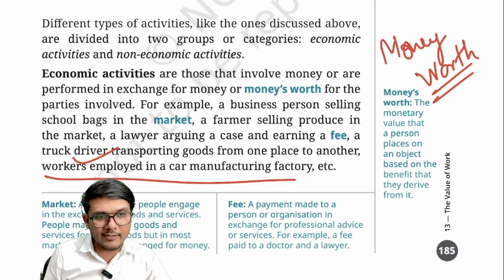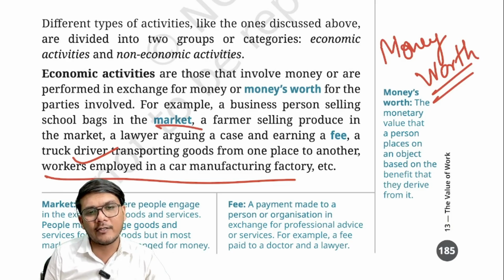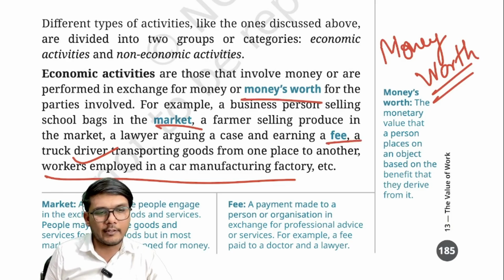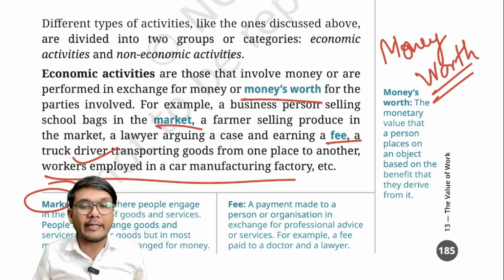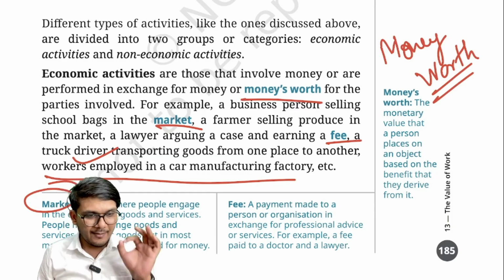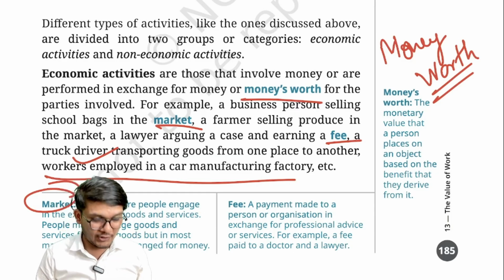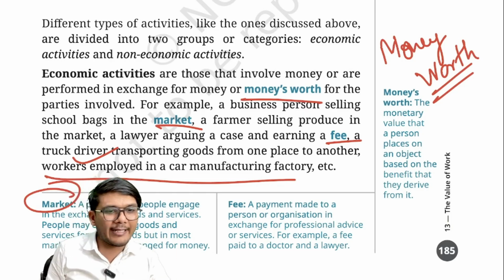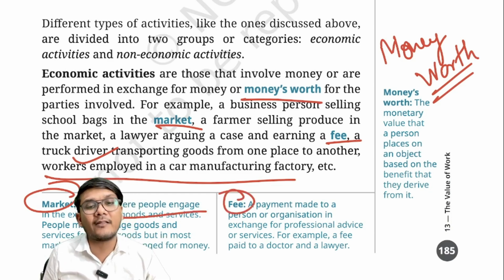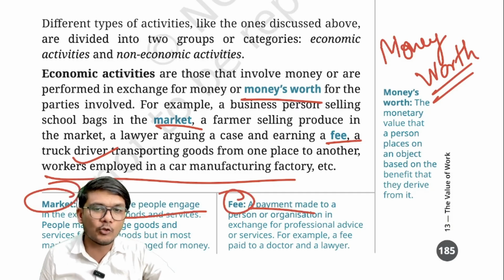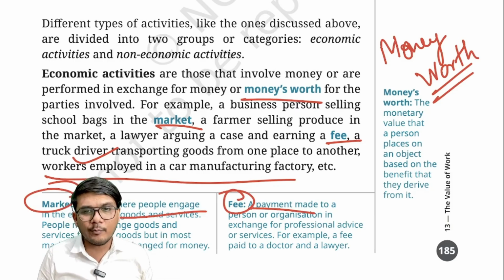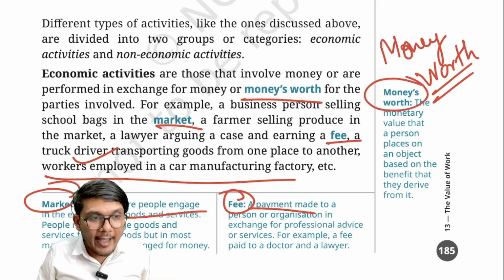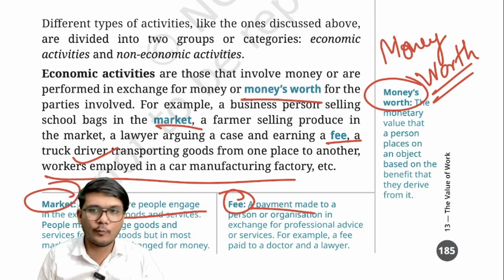So what are the new words that we have studied over here? One is market, second is money's worth, third is fee. So what is a market? It's a place where people carry out economic activities. It is a place wherein people exchange goods and services with money. So it's a place where exchange of goods and services takes place, right? And what is a fee? Fee is nothing but a payment that you make to someone for purchasing goods or services from them. And what is money's worth? It's the monetary value that a person is giving to a certain commodity. That is money's worth. Hope that's clear.